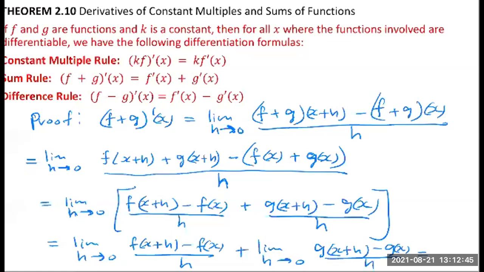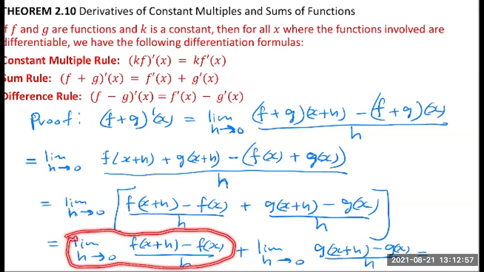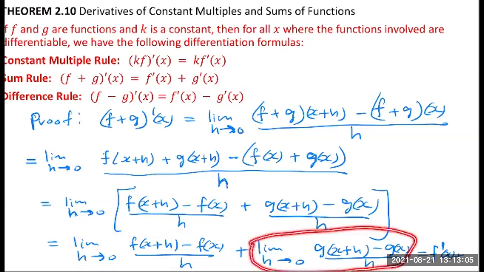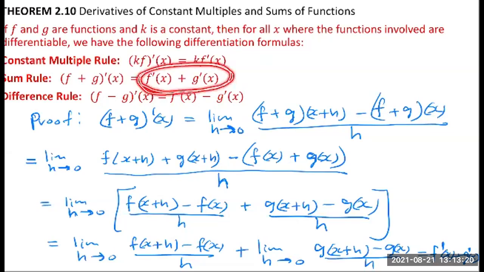What is this? Is this something familiar to you? This is the derivative of f, right? By definition of the derivative, this is the derivative of f, that is f prime of x. By definition, this part is the derivative of g of x, so this should be g prime of x. So that would be equal to f prime of x plus g prime of x. That's what you wanted to prove. The derivative of the summation of f plus g is the same as the sum of the derivatives. That's what we have established here.